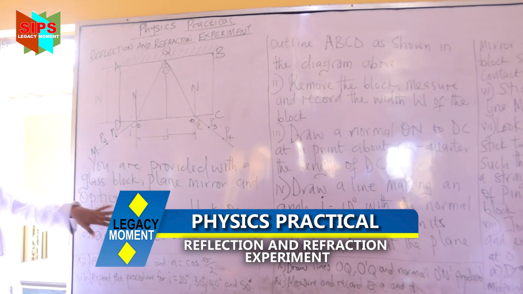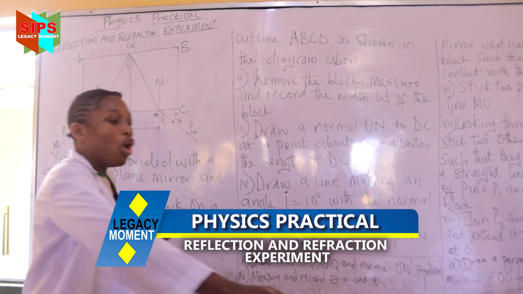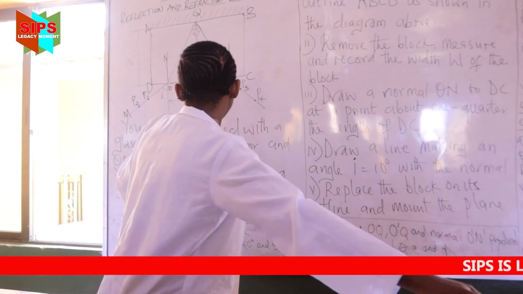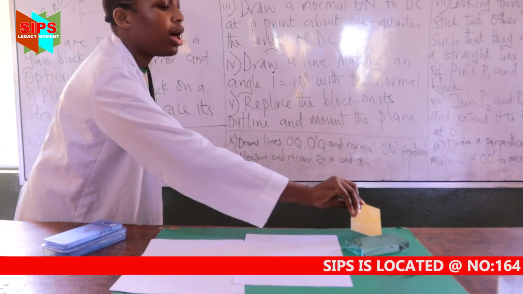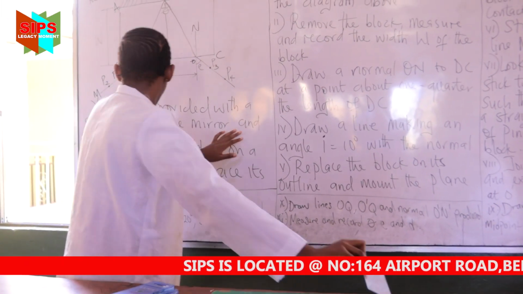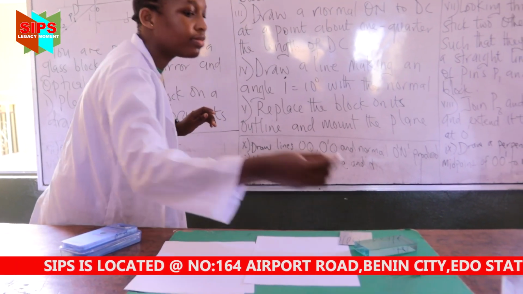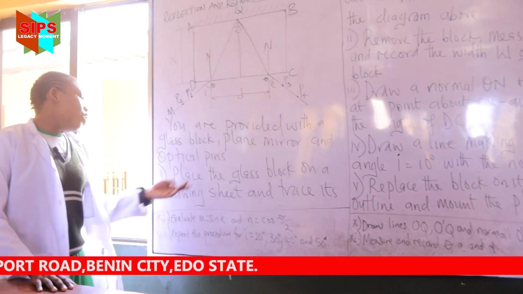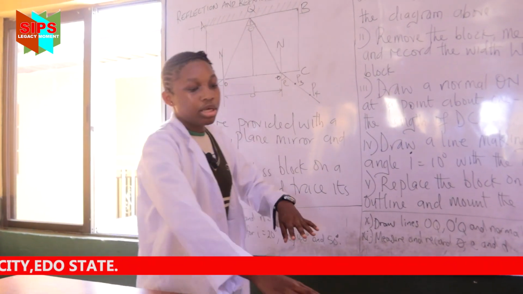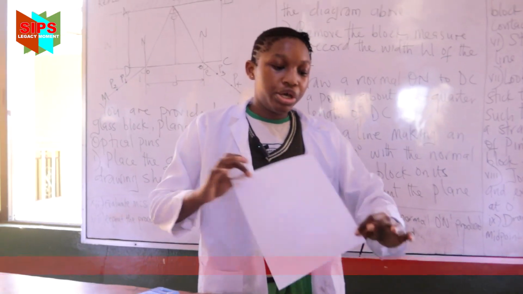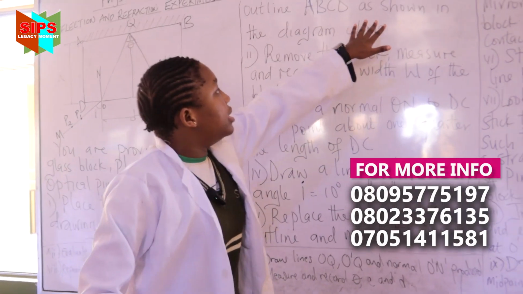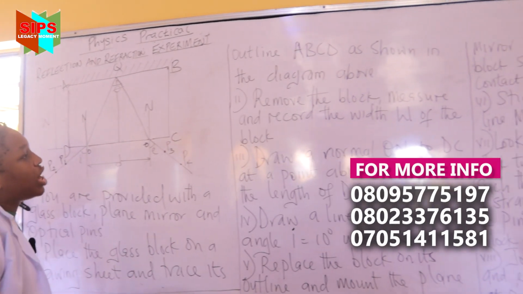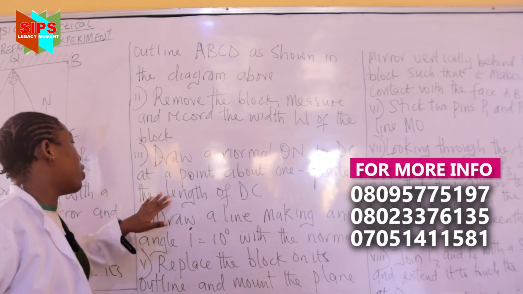So, instructions: you are provided with a glass block or rectangular prism, which is this. This is our glass block, and our plane mirror, and optical pins. These are optical pins. Place the glass block on a drawing sheet and trace it. These are drawing sheets. So, outline A, B, C, D as shown in the diagram above. Remove the glass block, measure and record the width W of the block.